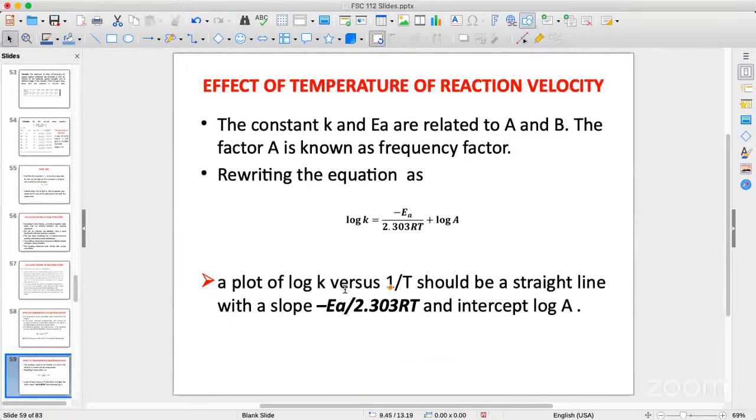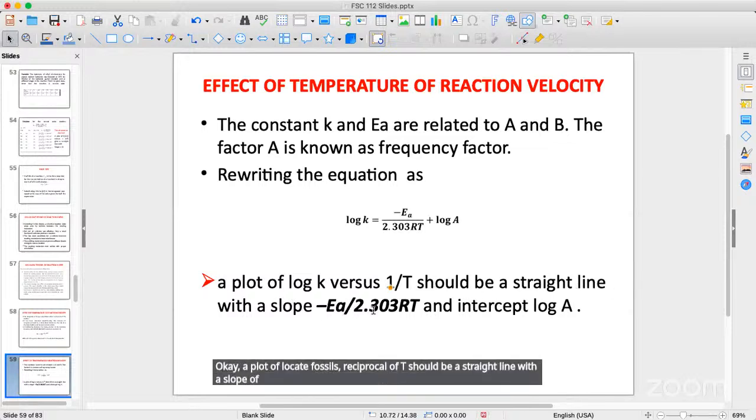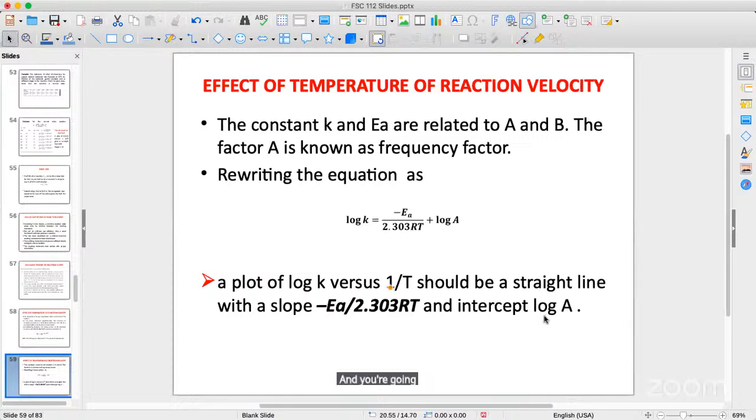A plot of log K versus the reciprocal of T should be a straight line with a slope of minus EA over 2.303 R. T is not there, please. Remember, you're plotting against the reciprocal of T, so that T should disappear from the slope. It's not part of the slope. And you're going to have your intercept as log A.